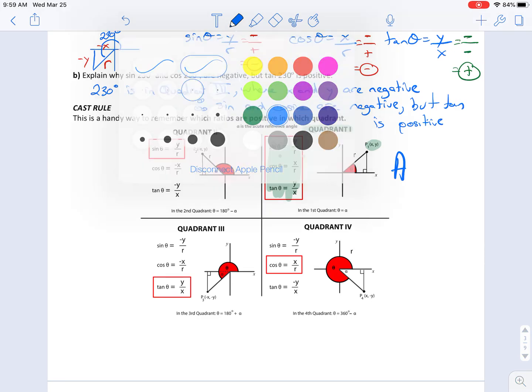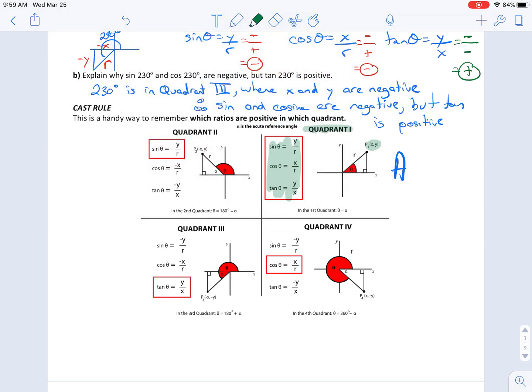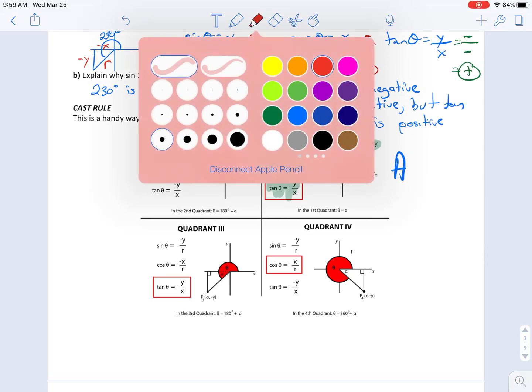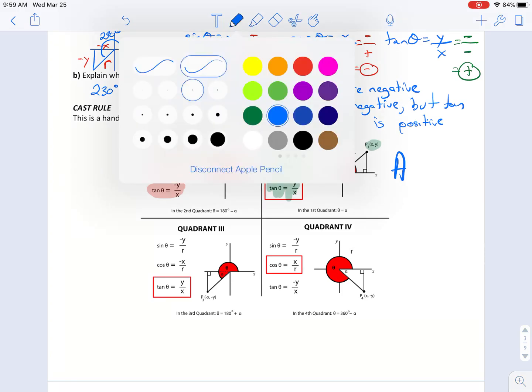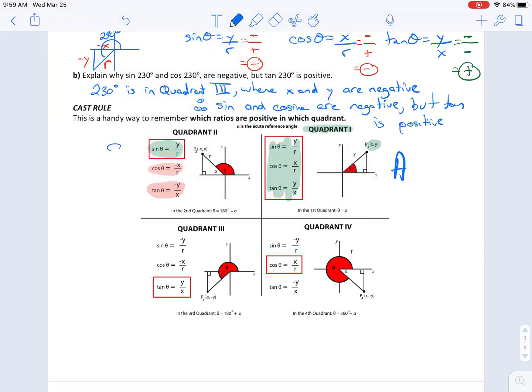If you go to quadrant 2, this time y is positive but x is negative. As a result, in quadrant 2, we end up with sine as being a positive number, but cosine and tan are negative. So we call this the sine quadrant, or S. So sine is the only one that's positive.